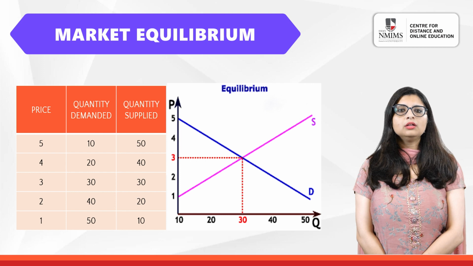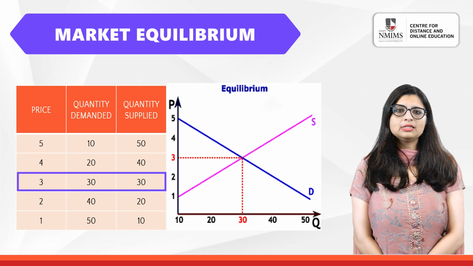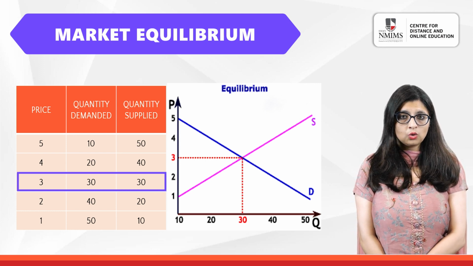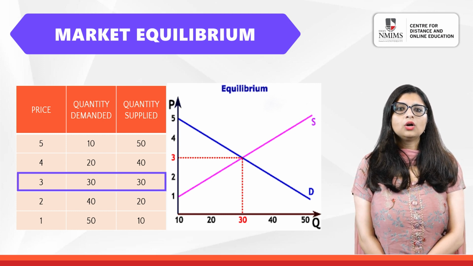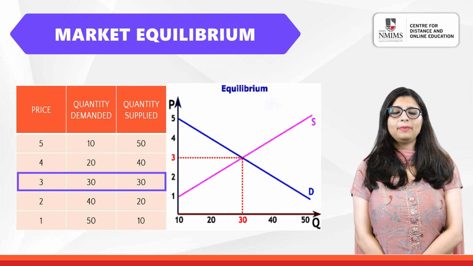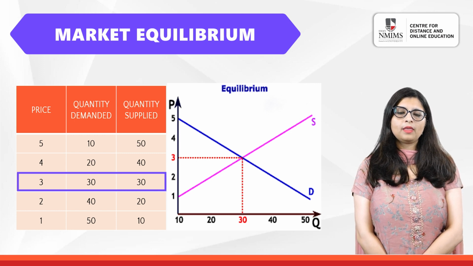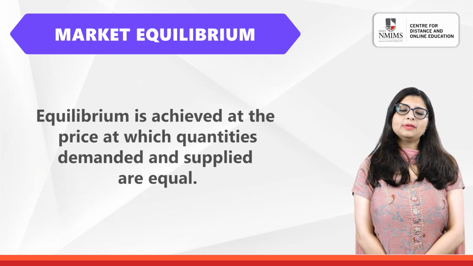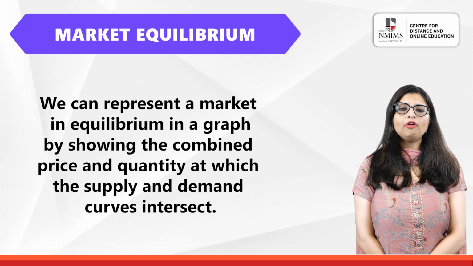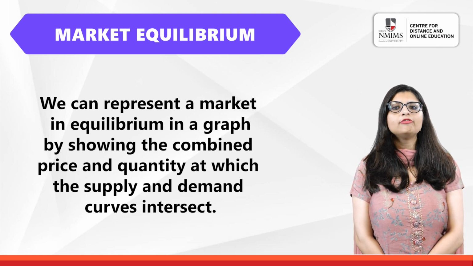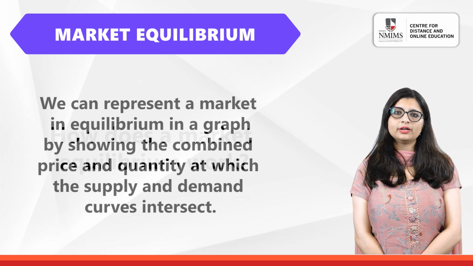So if you notice here, the quantity demanded and the quantity supplied are the same. If you notice at price 3, the quantity demanded is 30 and the quantity supplied is 30. So in this scenario, it is called an equilibrium condition. Equilibrium is achieved at the price at which the quantity demanded and supplied are equal. Hence, we can represent a market in equilibrium in a graph by showing the combined price and quantity at which the supply and demand curves intersect.